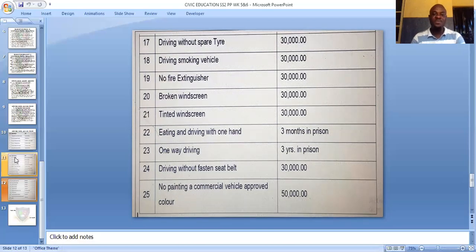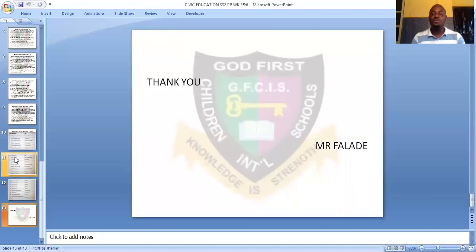Number 24, driving without a fastened seat belt, that's a 10,000 naira fine. Not painting a commercial vehicle the approved color, that is a 50,000 naira fine. So I expect every one of you to go through this video over and over again, especially the Lagos traffic laws and punishment. I expect every one of you to know at least 20 of it.